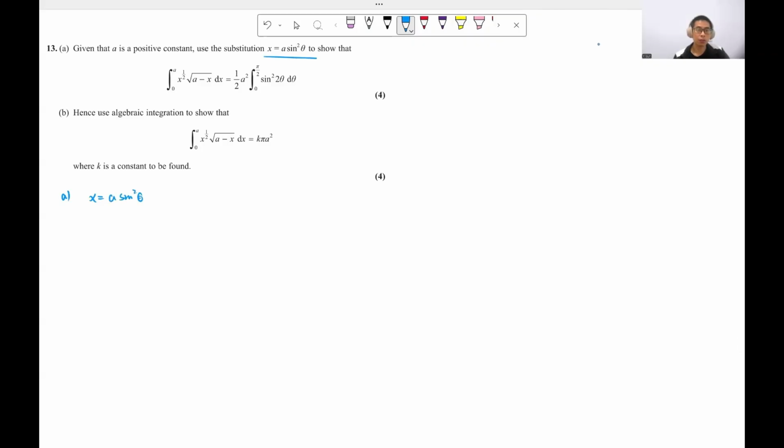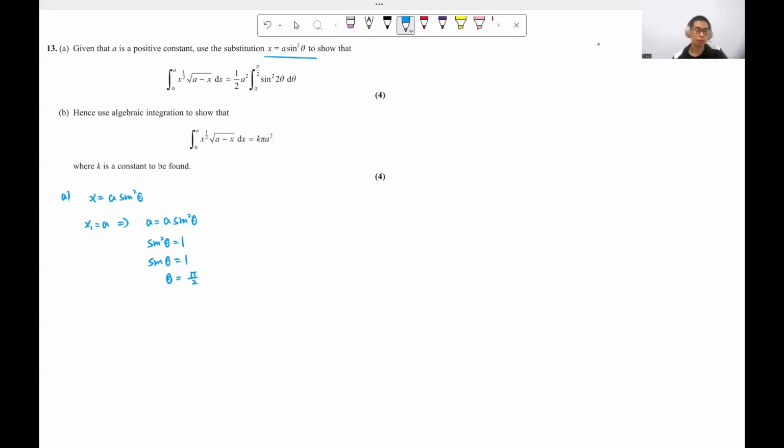So first I will change the limits into θ values. If x₁ is equal to a, that means a equals a sin²θ. Divide by a on both sides, and we have sin²θ equal to 1. So then sin θ is equal to 1, so θ is just equal to π/2.